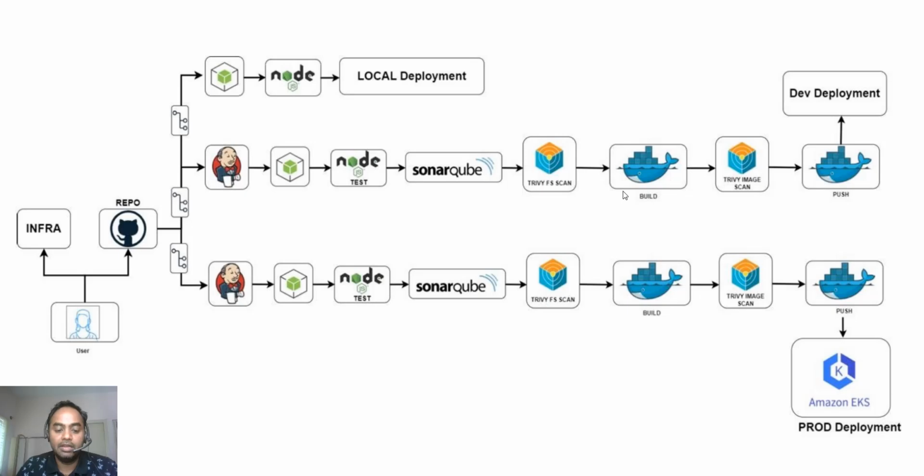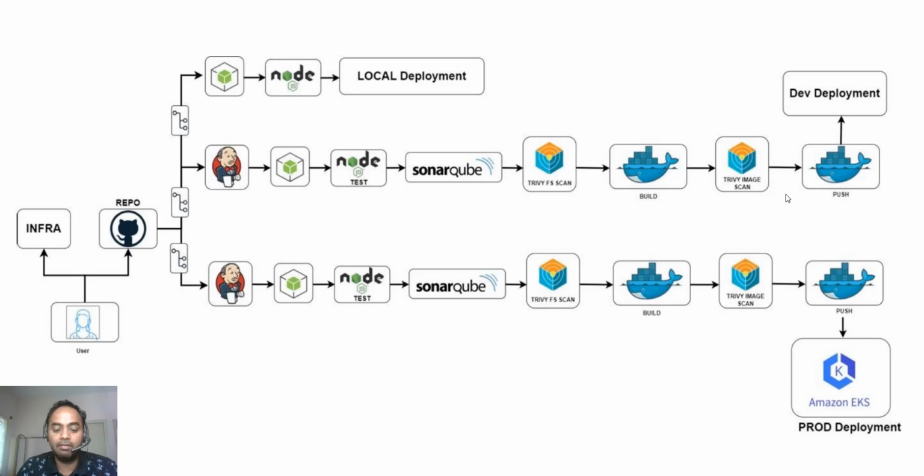Then we have Docker. A Docker image is built with the latest code and dependencies, creating a standardized environment for testing and production. Then we have a Trivy Image Scan. After building the image, Trivy performs another scan specifically on the Docker image, detecting any vulnerabilities in dependencies and the base image.